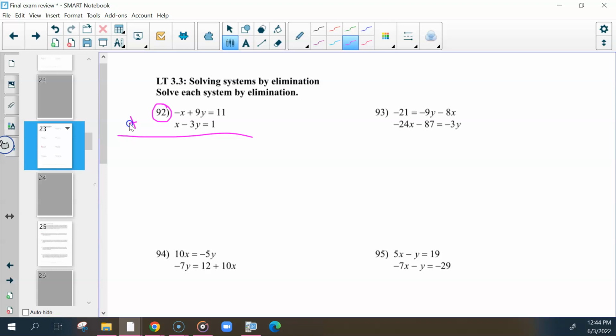If we add these two together, we have negative x plus x, which is 0. 9y plus negative 3y, which is 6y. And 11 plus 1, which is 12. From there, we can solve for y by dividing.